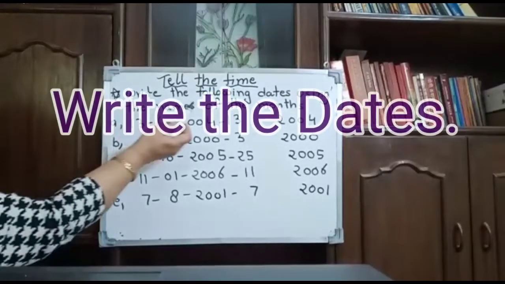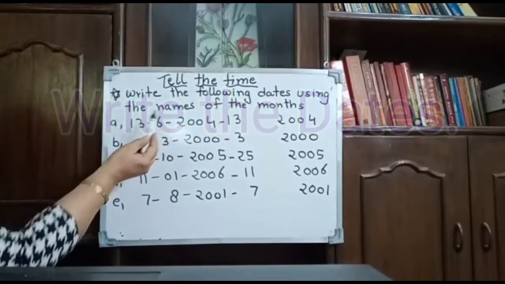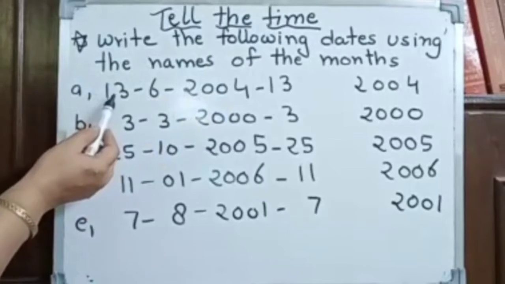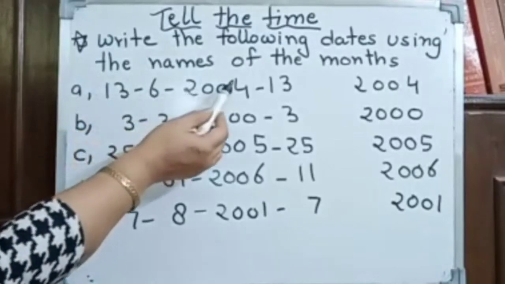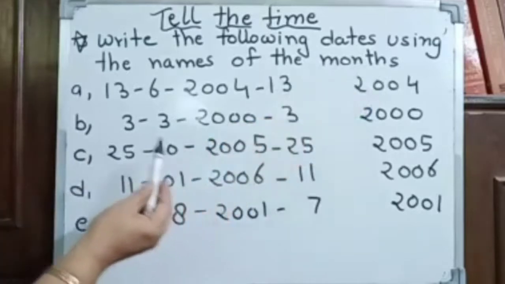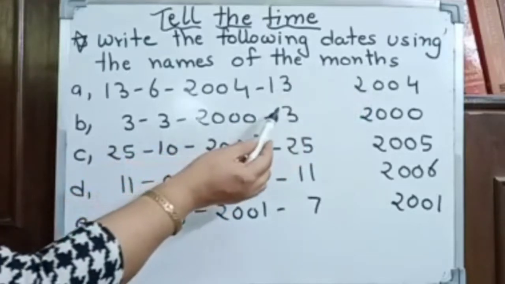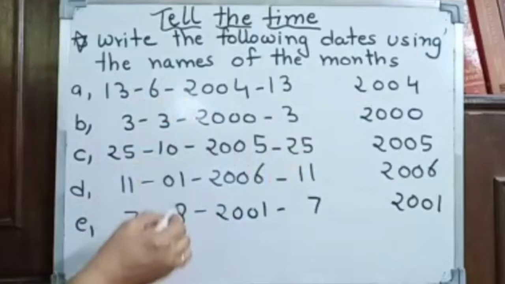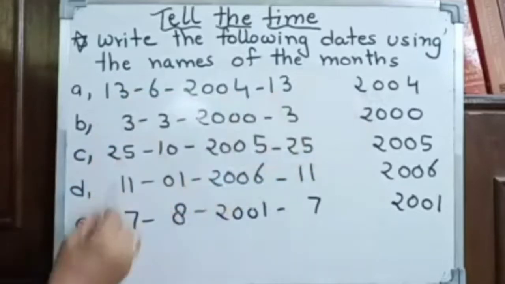Here, write the following dates using the names of the month. Here we have 13/6/2004. First you do here like that, 13 and the year. Then 3/3/2000. You just leave the month here, write 3, then 2000.